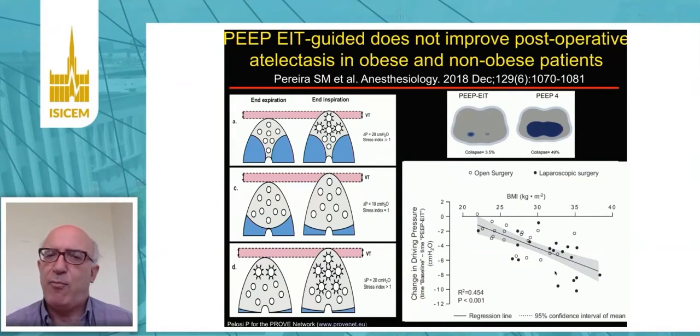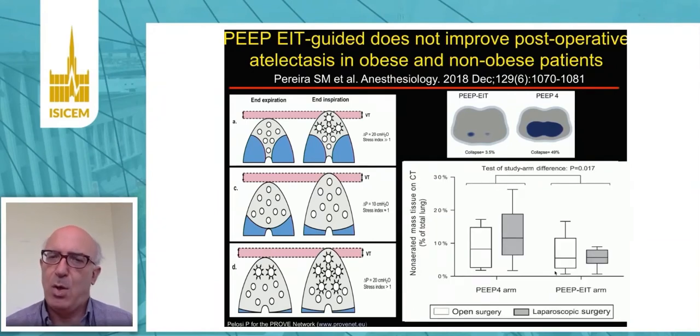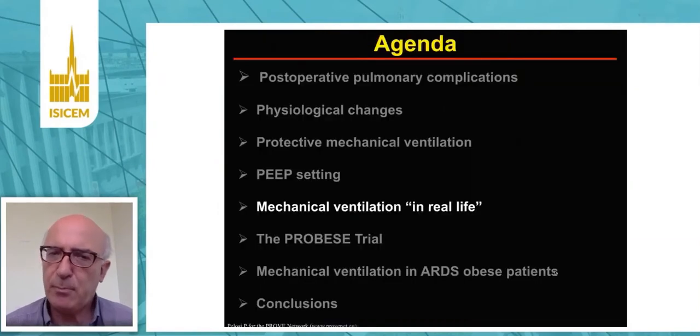Conversely, the reduction in driving pressure, so the improvement in compliance, was more effective in patients with higher BMI as compared to patients with lower BMI. Overall, we observed a minimal reduction in the atelectasis, both after open surgery or laparoscopic surgery, in the group in which PEEP was guided by AT as compared to lower PEEP level at 4. But this reduction was very minimal in open surgery and a little bit higher, but very minimal again, no more than 3 to 4% after laparoscopic surgery.